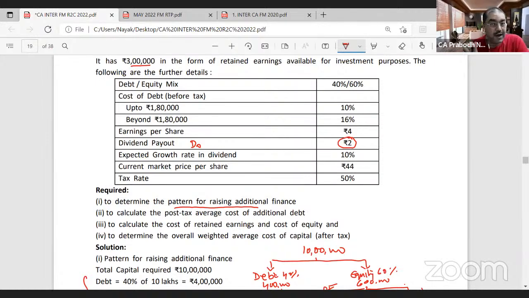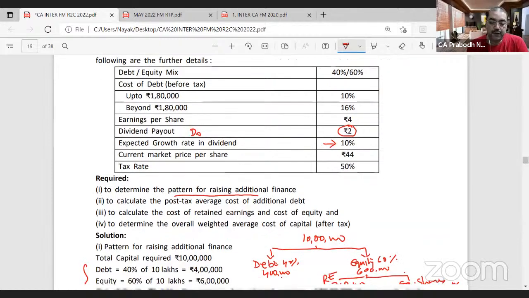Earnings per share they have given as of now. They have not given expected earnings per share. They have given earnings per share as of now, 4 rupees. So dividend also is paid out of that only. That is the current dividend D0, 2 rupees. So that is going to increase by 10%.